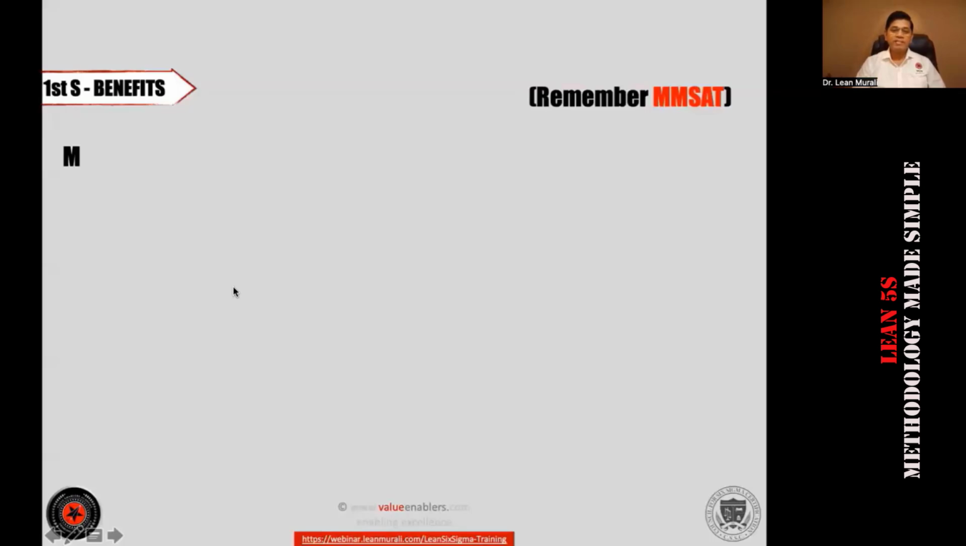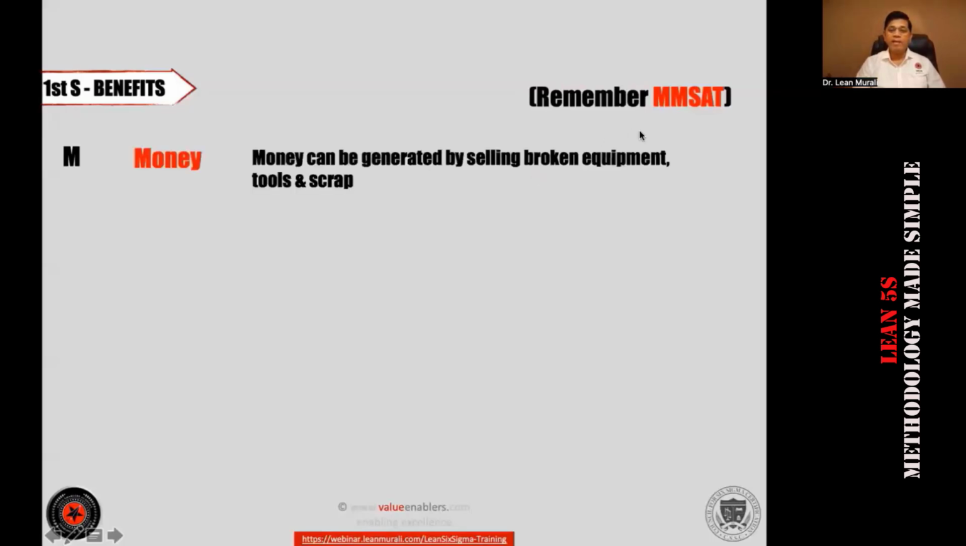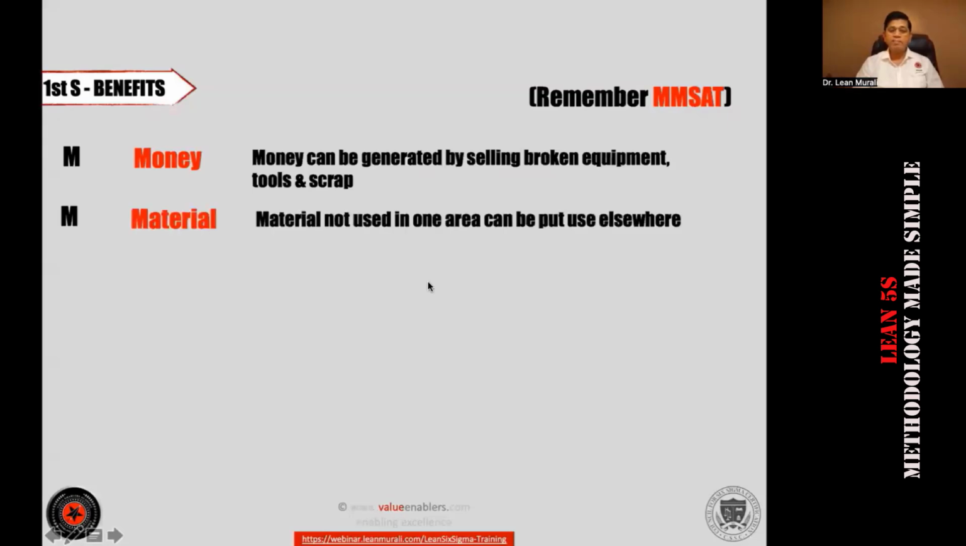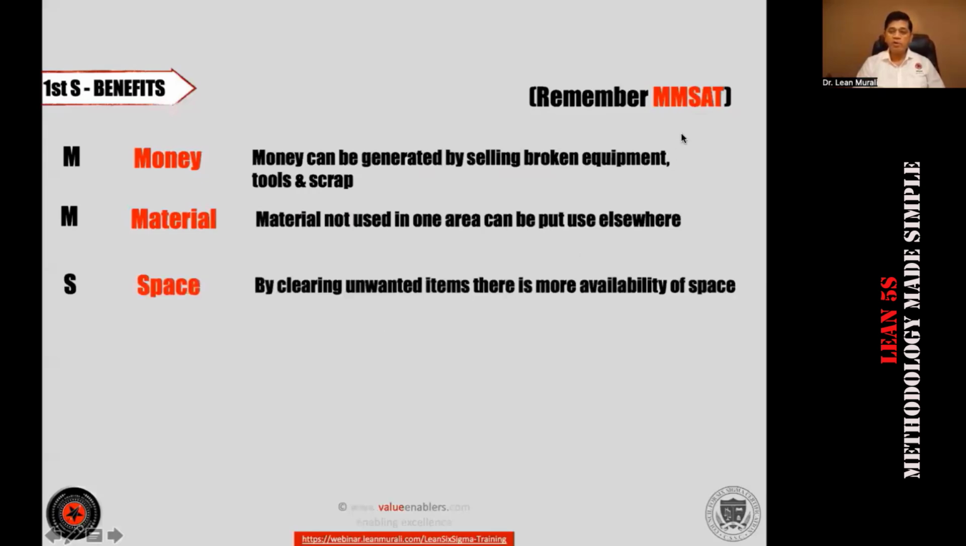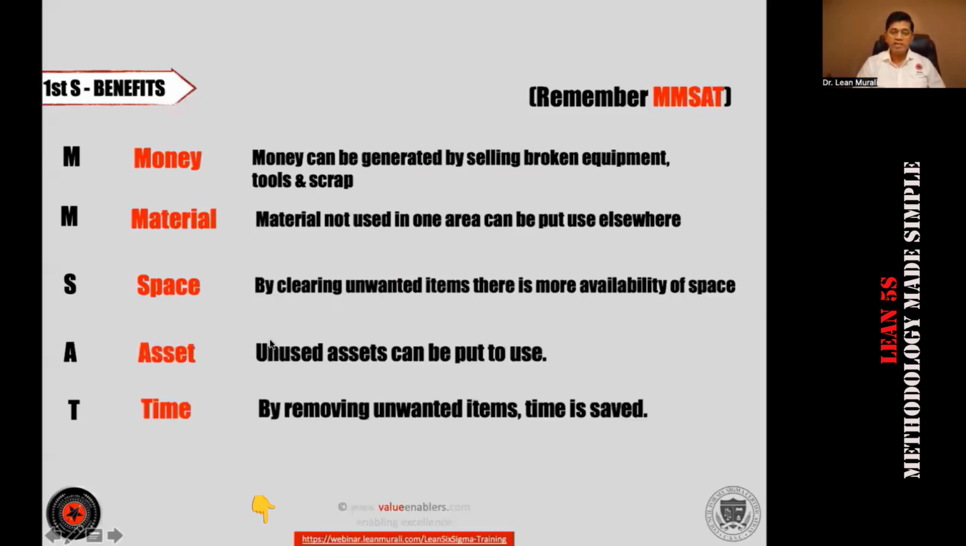So let's just recall. M for money: money can be generated by selling broken equipment, tools, and scrap. M as in material: material not used in one area can be put into another area. S for space: by clearing unwanted items, there will be more space available. A for asset: unused assets can be put to use. And T as in time: by removing unwanted items, a lot of time is saved. Thank you, each and every one of you, for your amazing active participation.